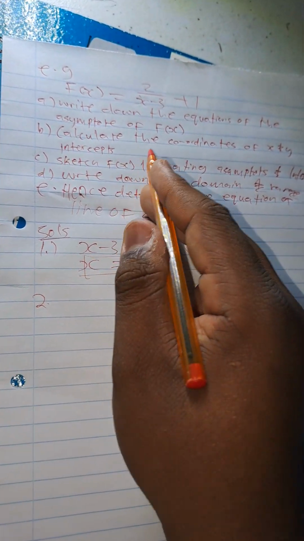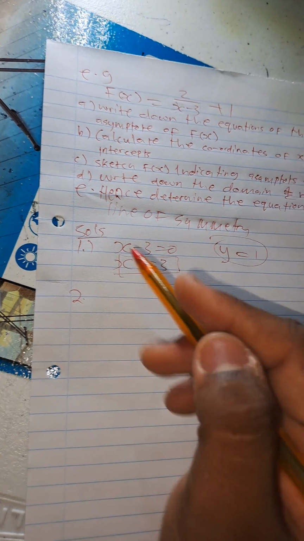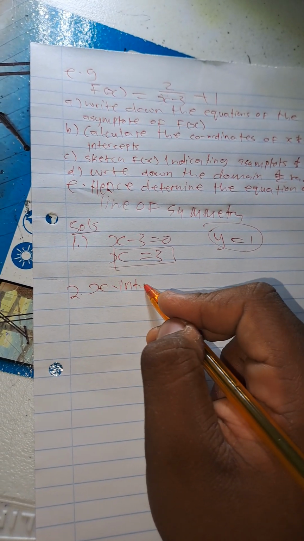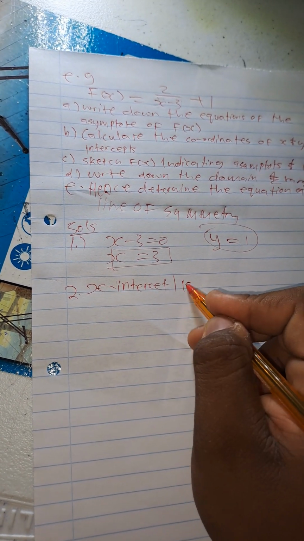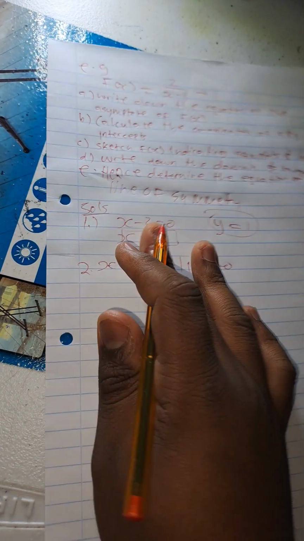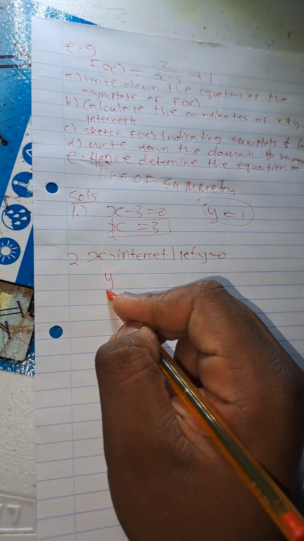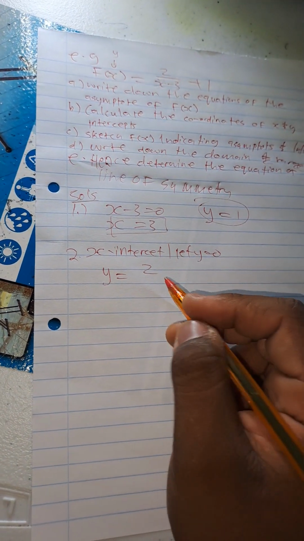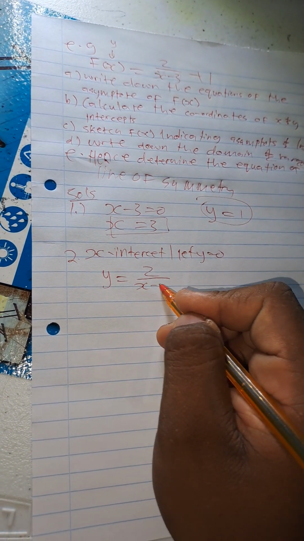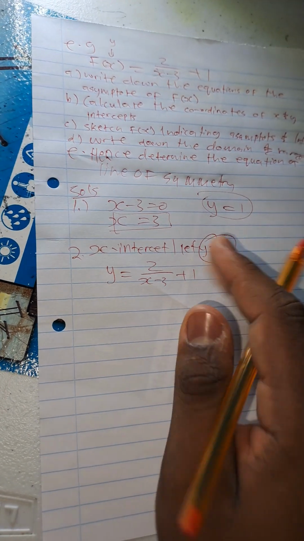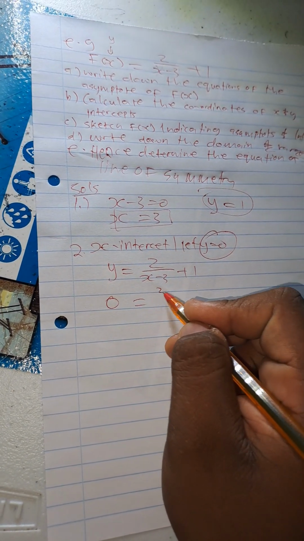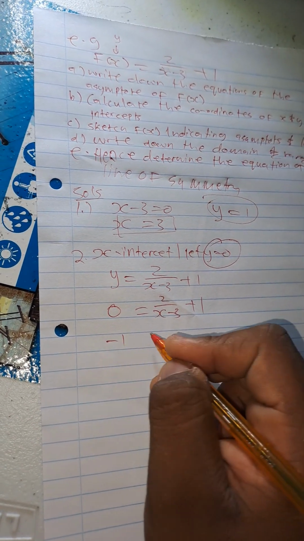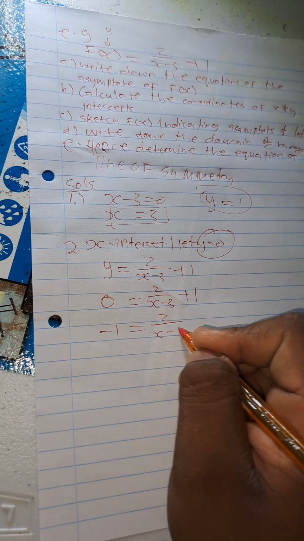Number 2, calculate the coordinates of the x and y intercepts. So x-intercept. Please write the full working in the exam. Let y is equal to 0. So you are going to write the equation. So y is equal to 2. Please don't forget, y is the same as f of x. y is equal to 2 over x minus 3 plus 1. But I said let y is equal to 0. So it will be 0 is equal to 2 over x minus 3 plus 1. Take this 1 to the other side, it will be minus 1 is equal to 2 over x minus 3.